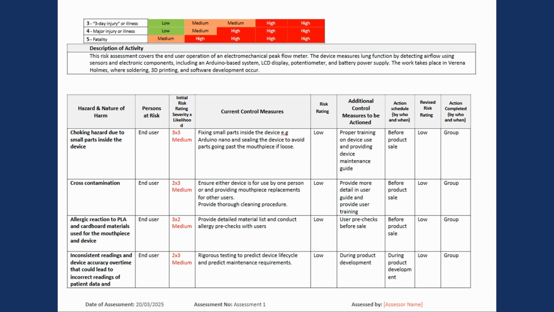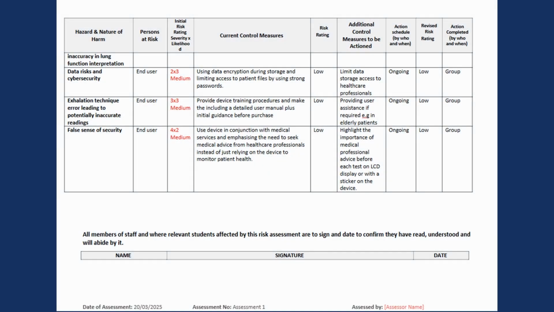And the same applies to cross-contamination. In the user manual I have included details on cleansing the tube, i.e. using antibacterial wipes. Please do continue looking at the rest of the risk assessment. On this slide, here are some more risks that have been covered, and please do look at them.